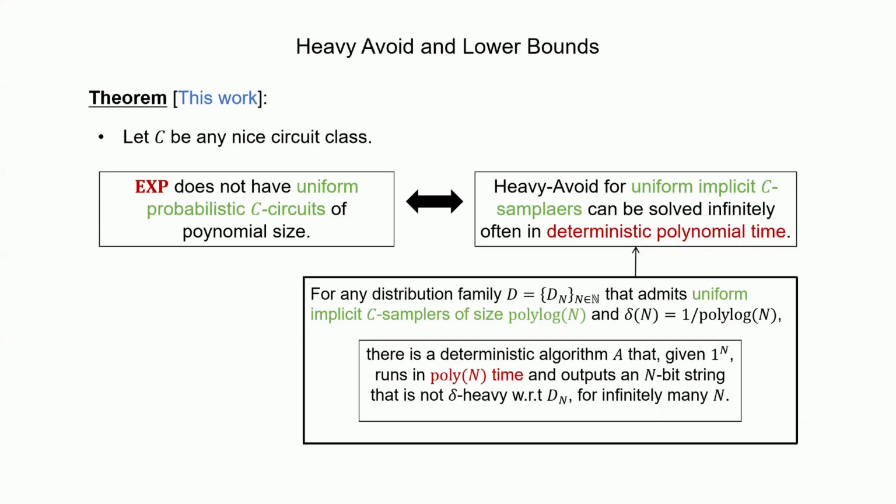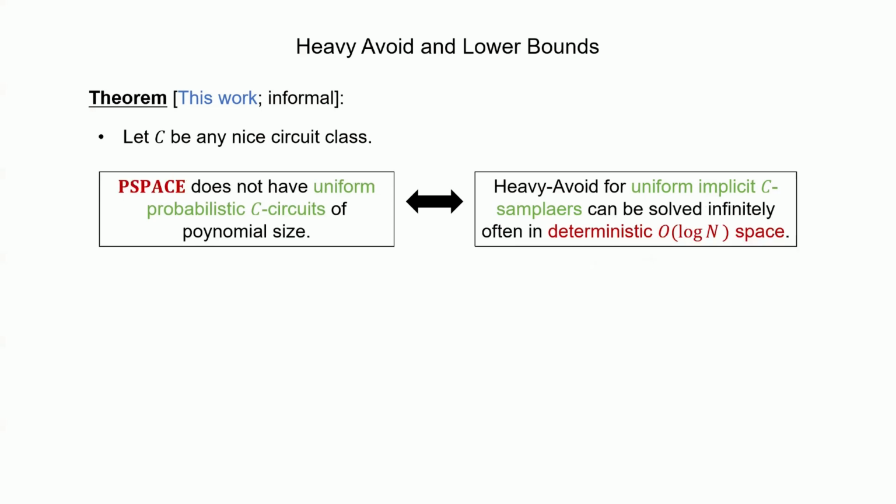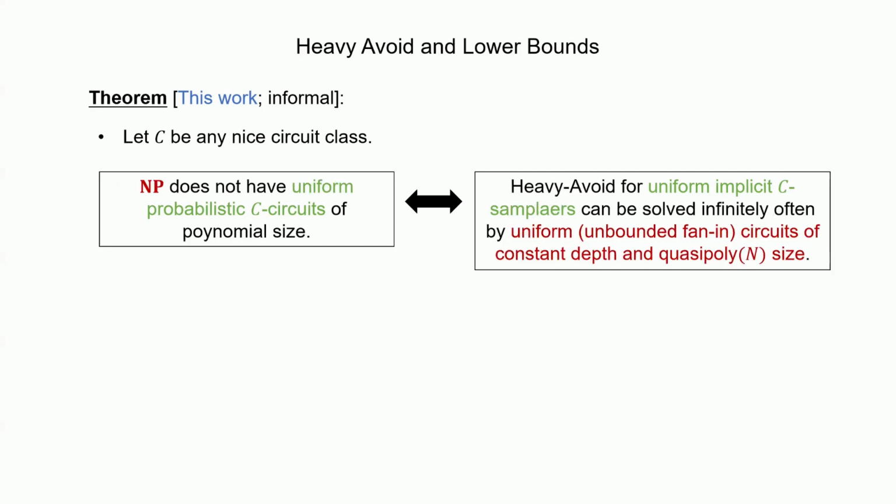And in fact, by considering different notions of efficiency, we can also characterize the question of separating other complexity classes from uniform probabilistic circuits. For example, if the heavy avoid problem can be solved in deterministic poly n time with an NP oracle, then the hard complexity class in the lower bound statement becomes EXP with NP oracle. And if it can be solved in deterministic O of log n space, then we get PSPACE. And finally, if the heavy avoid problem can be solved by uniform circuits of constant depth and quasi-polynomial size, then the hard complexity class will be NP.